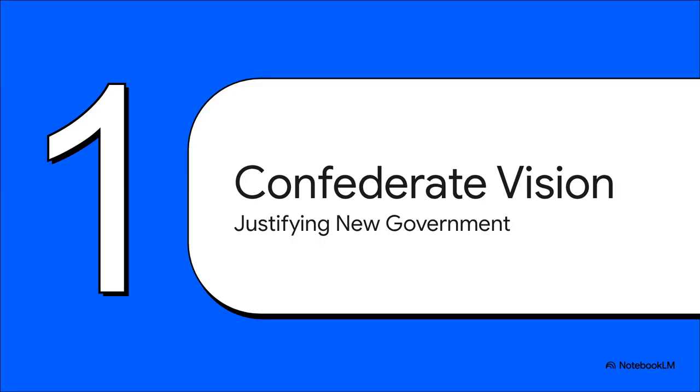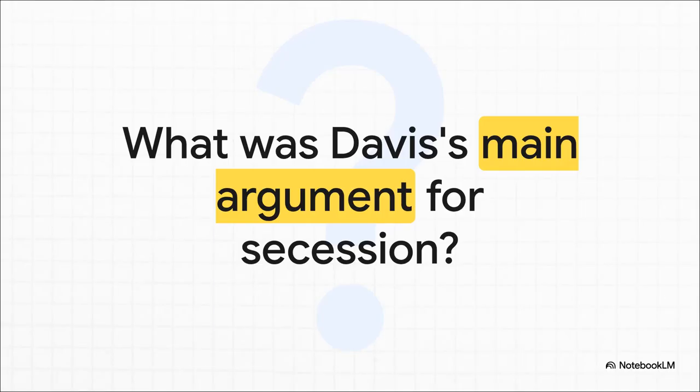Okay, part one, the Confederate vision, justifying a new government. Think about it for a second. When you're stepping up to lead a completely breakaway nation, you absolutely need a rock-solid public argument to explain yourself. So you might be wondering, what was Davis's primary justification for secession?